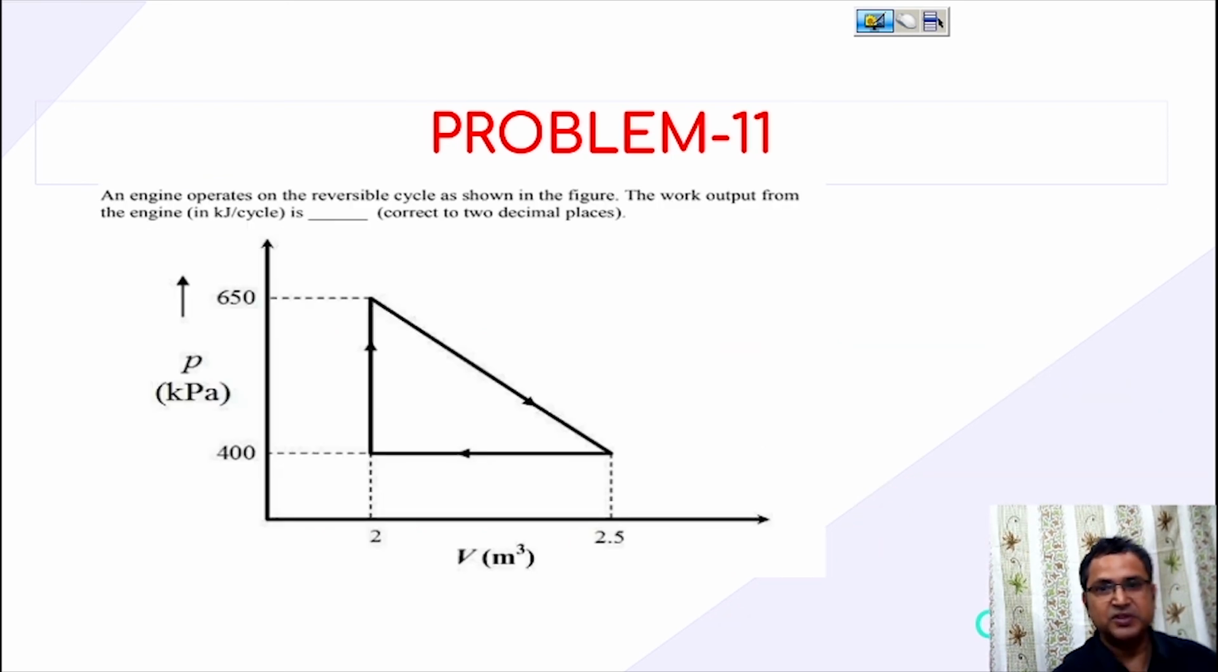Okay. Now the next problem, again asked in the GATE examination. An engine operates on the reversible cycle as shown in this figure. This is the reversible cycle and the engine is operating. Let us assume it is from 0.1, this is 0.2, this is 0.3, and this is our process. 650 kilopascal, 400 kilopascal. This is 2 meter cube, this is 2.5 meter cube. The work output from the engine in kilojoule per cycle, correct to 2 decimal places. So what is the total work output? Total work output is the area of this triangle, the area of this PV diagram.